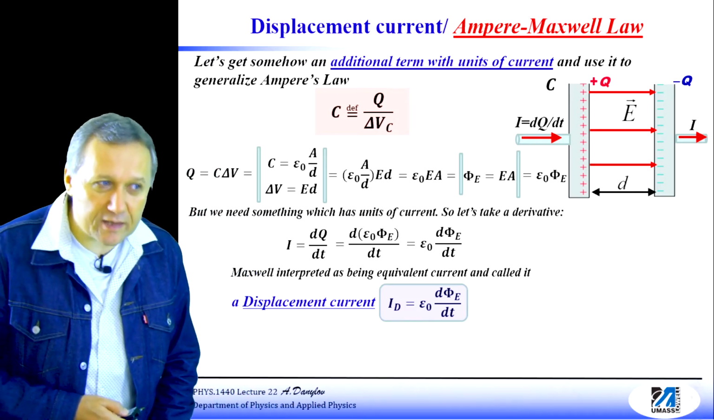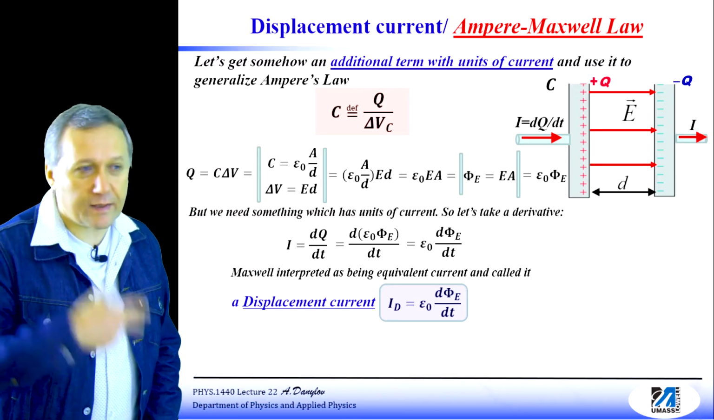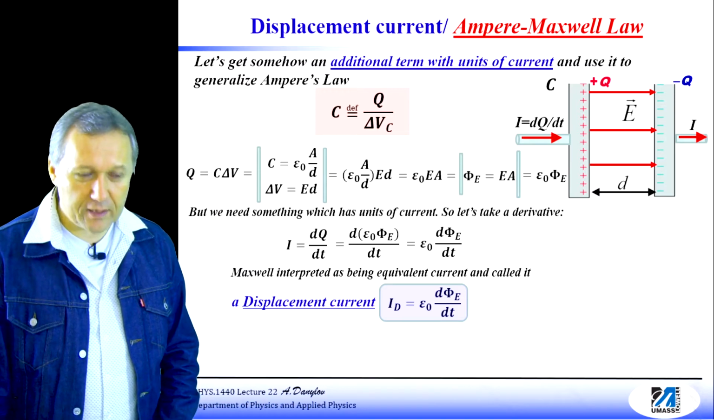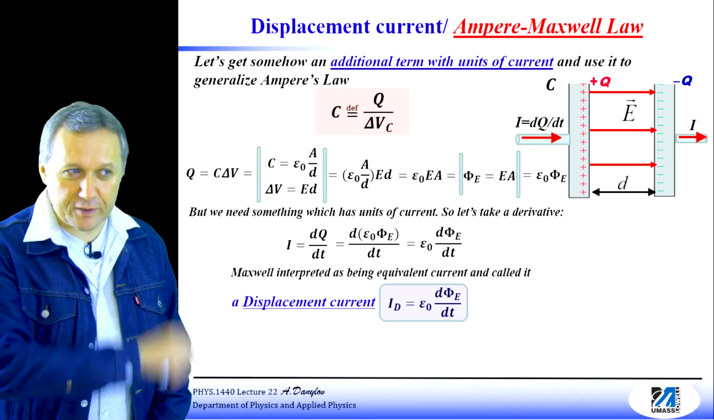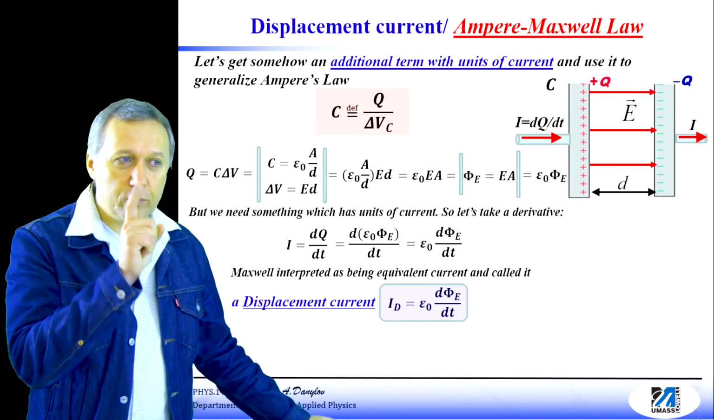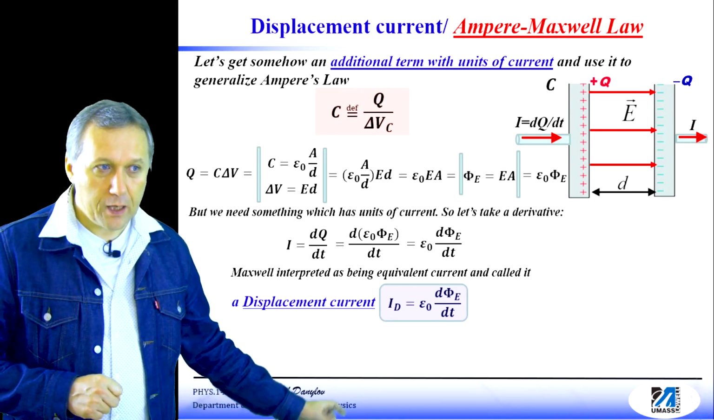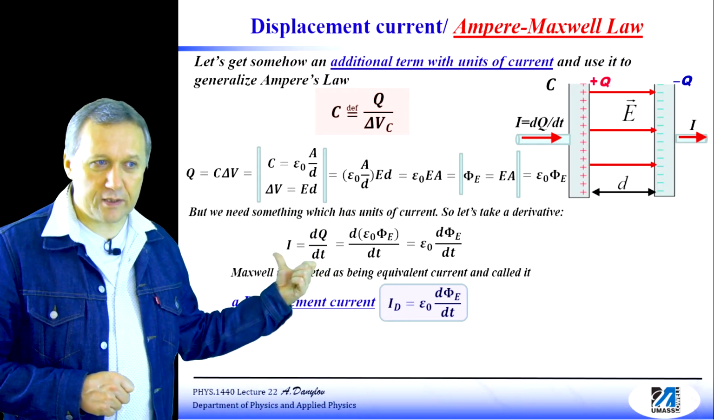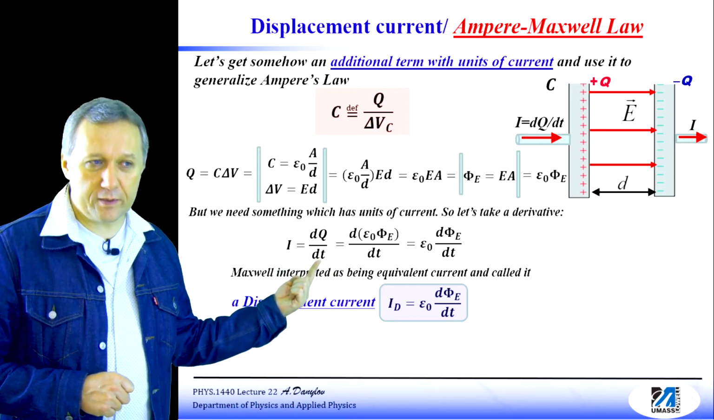So that's what he decided to add to the right-hand side of Ampere's law, hoping for the best. And actually it worked. But before we adjust Ampere's law and start discussing, I want to emphasize one thing. Look at this big line. On this side we have dq over dt.